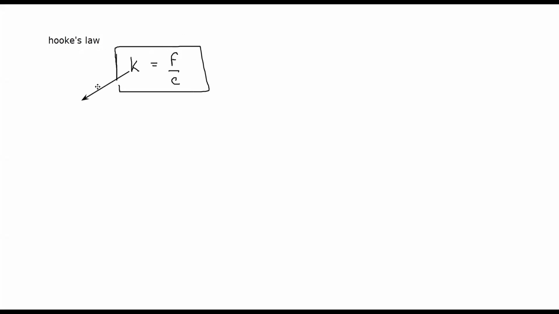So when we apply force on the object, it will show a deformation. We have this formula for Hooke's law: k is equal to F divided by e, where k is the spring constant, F is the force acting on the object, and e is the extension or compression or change in length.